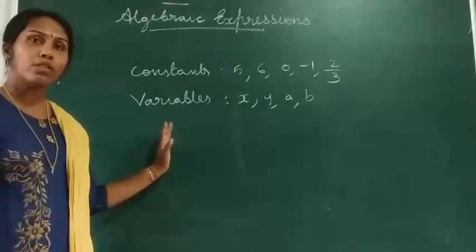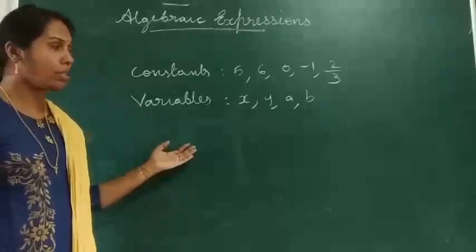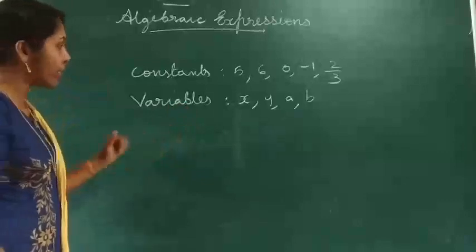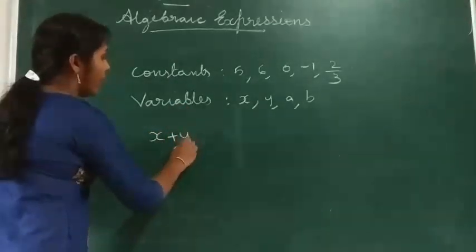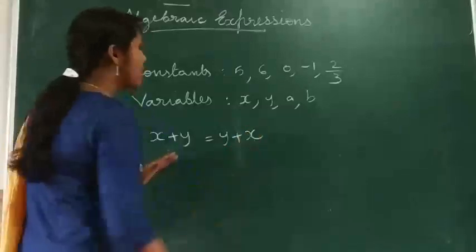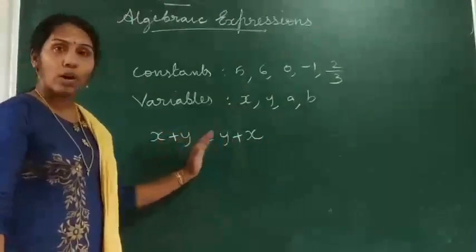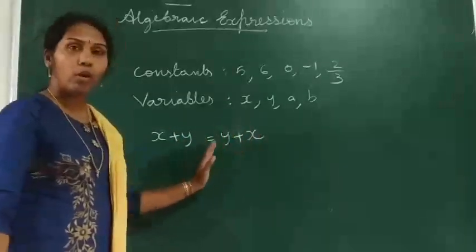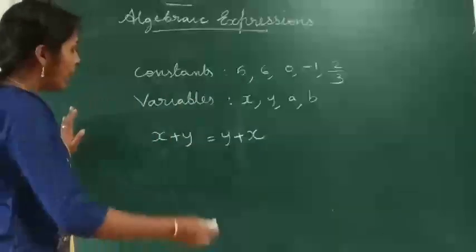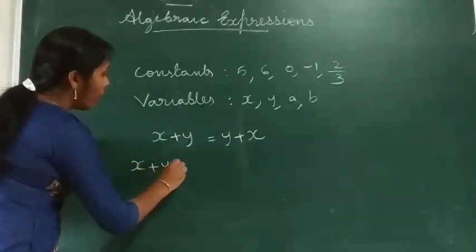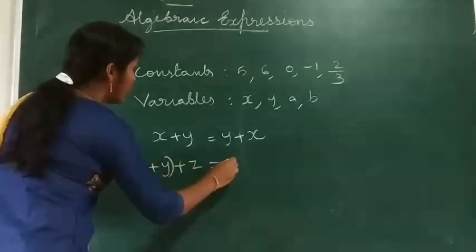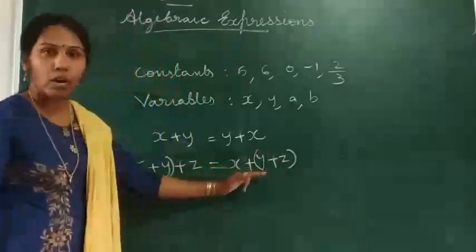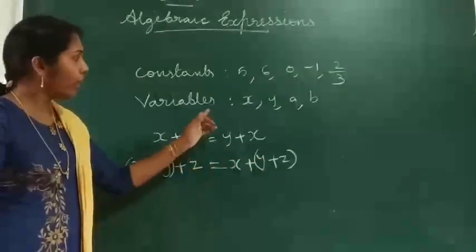Now, since variables are also numerals, they can take different numerical values. They also obey all the laws that other numbers obey. For example, we can say x plus y is equal to y plus x. This is true for all variables. What is this law known as? This law is known as the commutative law. So the commutative law is obeyed by variables. Now, x plus y plus z is equal to x plus y plus z, grouped in either way. That means this is the associative law. The associative law is also obeyed by variables.